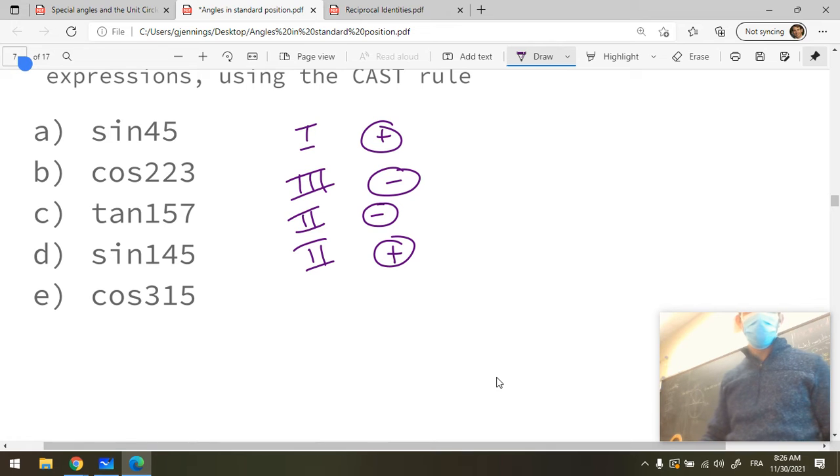And then cosine 315. Again, which quadrant is that in? Number 4. Yeah. So which trigonometric ratios are positive in quadrant number 4?